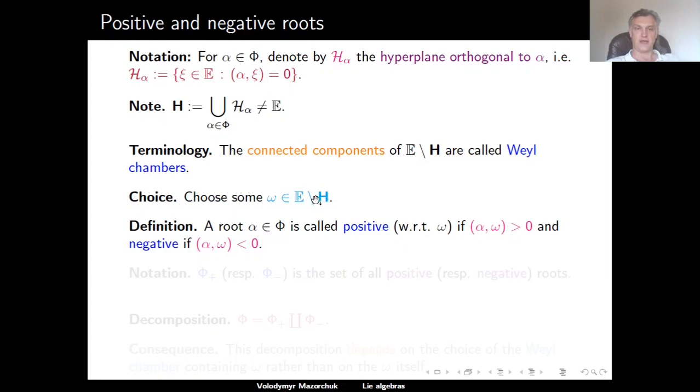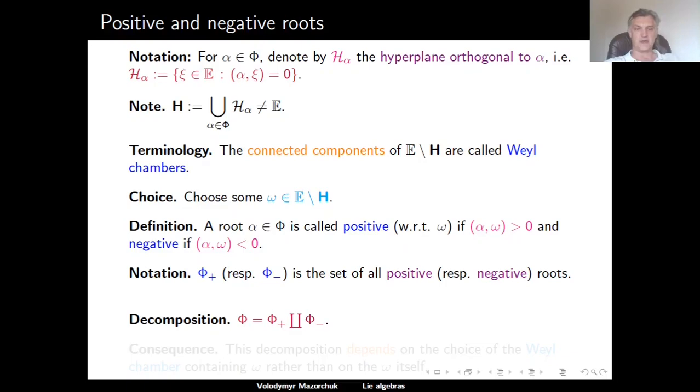So therefore, for any root, the scalar product of this root and omega is non-zero, which means that each root is either positive or negative. So we denote by phi plus the set of all positive roots and by phi minus the set of all negative roots. This gives us a decomposition of phi into a disjoint union of 2 subsets, the set of all positive roots and the set of all negative roots.